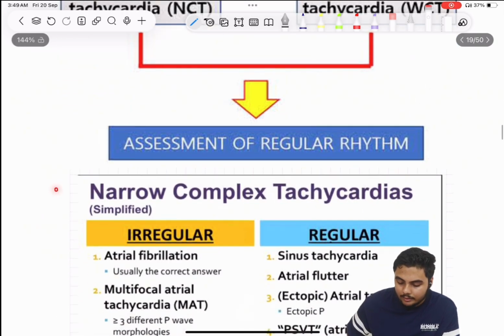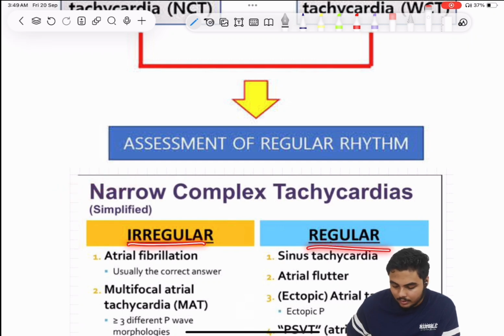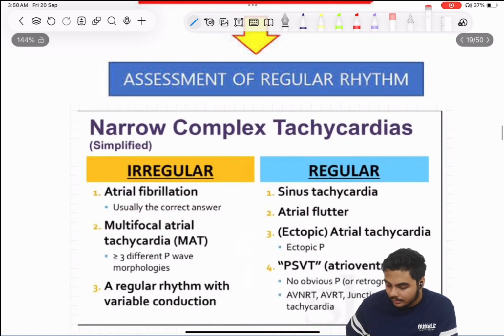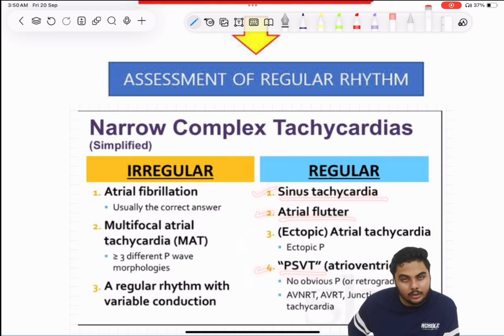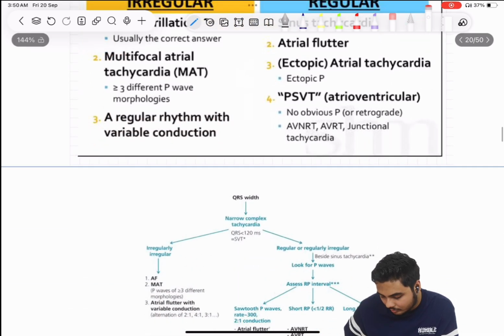Next, if the person has narrow complex tachycardia, we have to see whether the rhythm is regular or irregular, right? If the rhythm is regular, then we can have differentials such as sinus tachycardia, atrial flutter, and PSVT or SVTs, right? And if the rhythm is irregular, then again we can have atrial fibrillation, multifocal atrial tachycardia, or regular rhythm with variable conduction, right? That is some block in between, right?